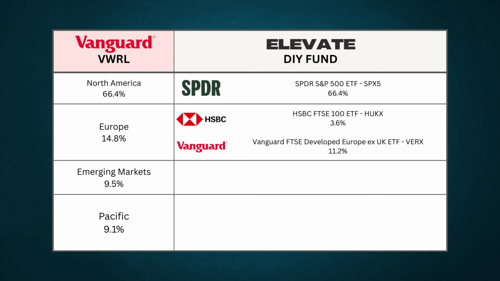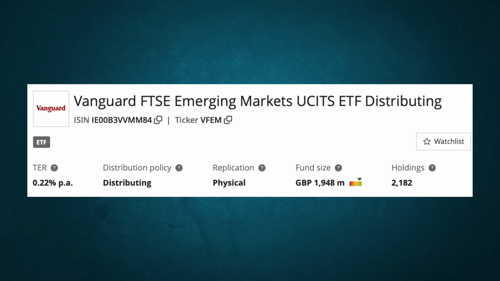So taking these first 3 ETFs, we have the US covered with SPX 5, and Europe covered by a mix of HUKX and VERX. So next up, we need to cover the emerging markets. Now to keep things super simple here, I went with another Vanguard fund. For this, I chose the Vanguard FTSE Emerging Markets ETF with the ticker symbol VFEM. You can see this ETF is quite vast, covering over 2,000 companies from emerging markets.